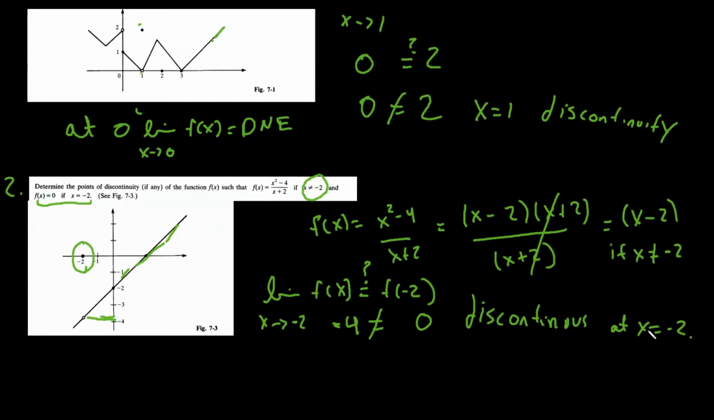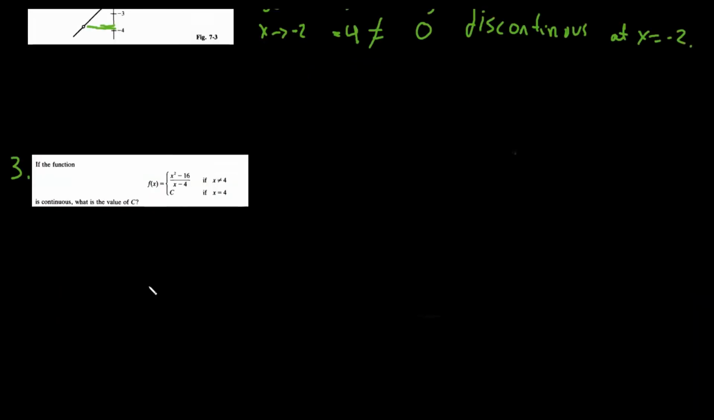Alright, let's move on. Alright guys, so question 3 says, if the function f of x is the piecewise function (x squared minus 16) over (x minus 4) if x is not equal to 4, and c if x equals 4, is continuous, what is the value of c? Alright, so for continuity, we know that the limit as x approaches a of f of x equals f of a. In this case, a equals 4. That's the point we're going to be checking.